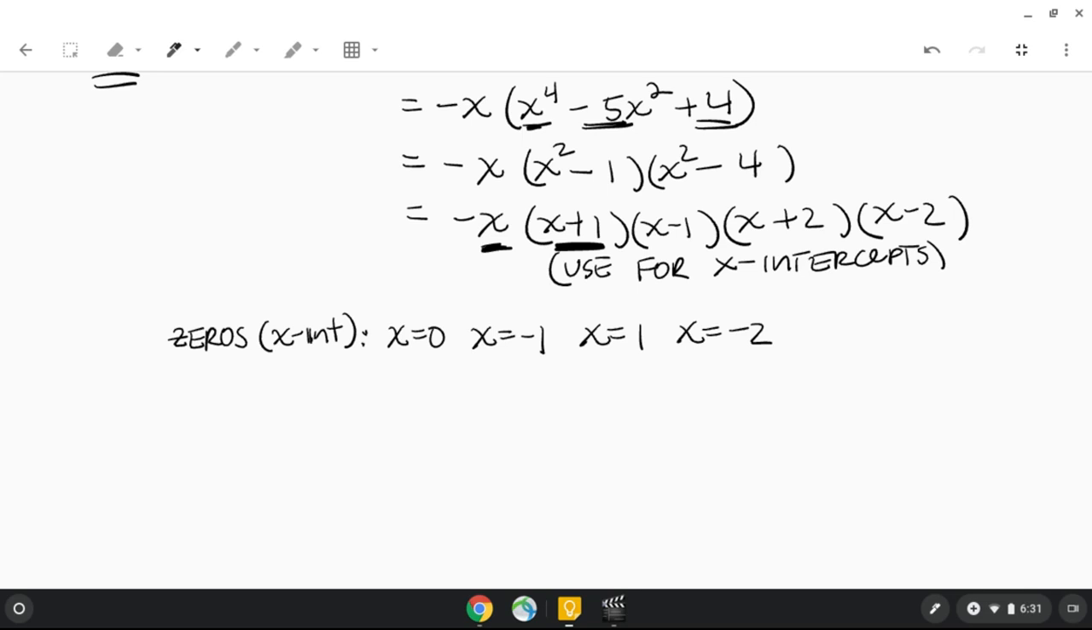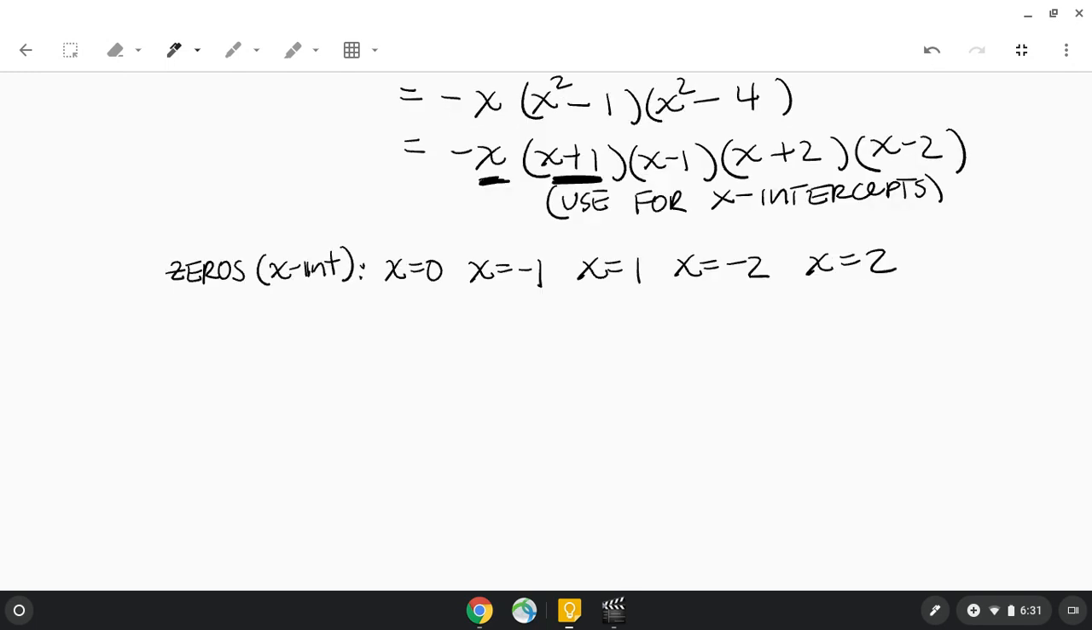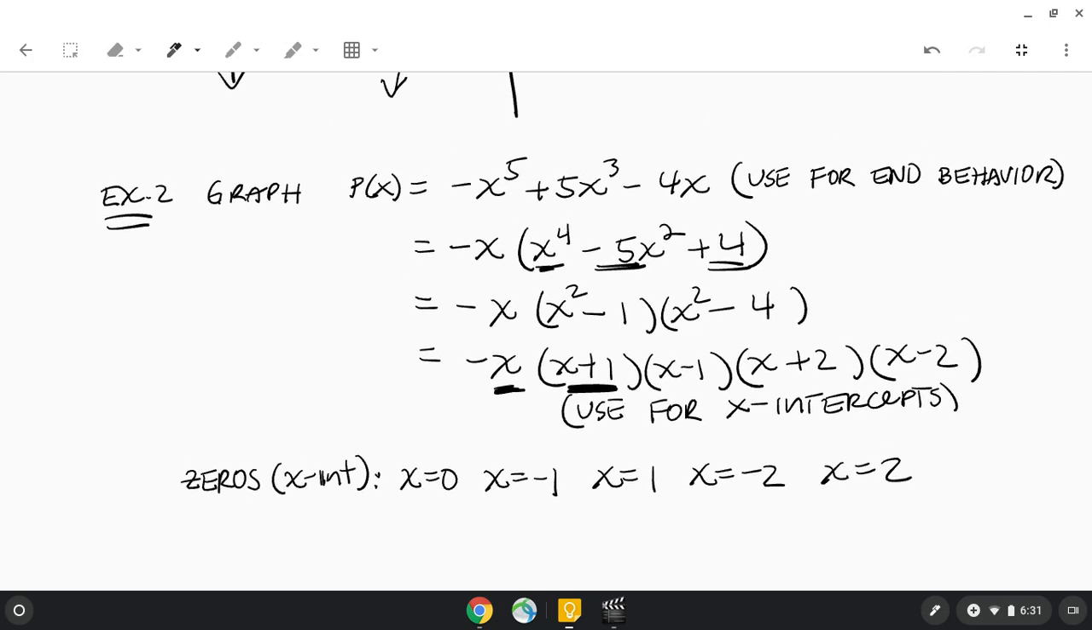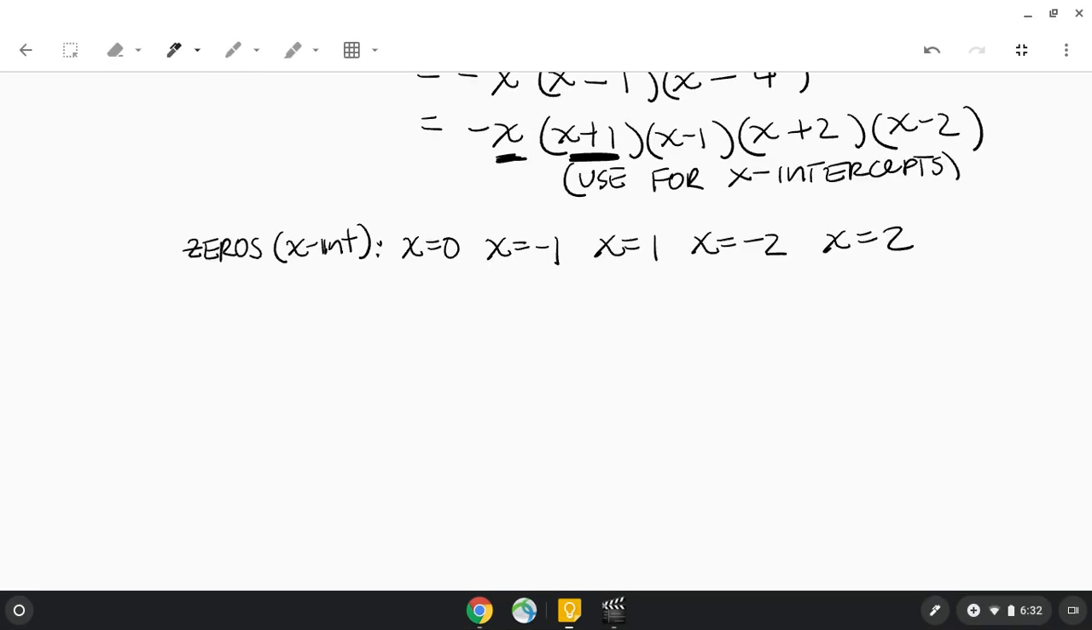Okay, so I have a lot of x-intercepts. 1, 2, 3, 4, 5. One thing you'll know is that if this is degree 5, you will have no more than 5 zeros. Okay.